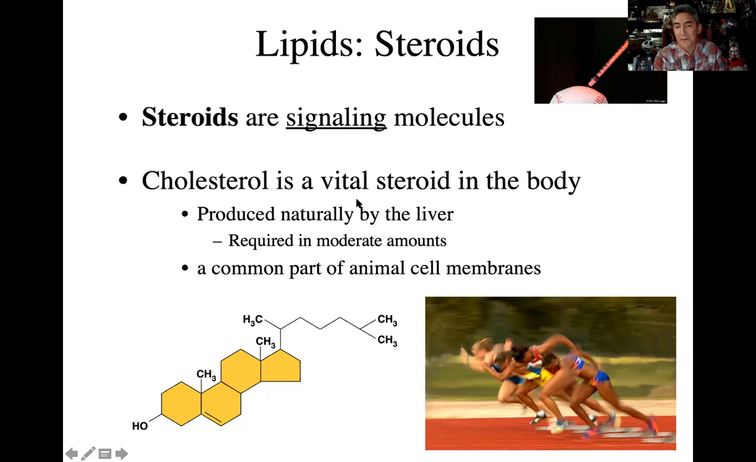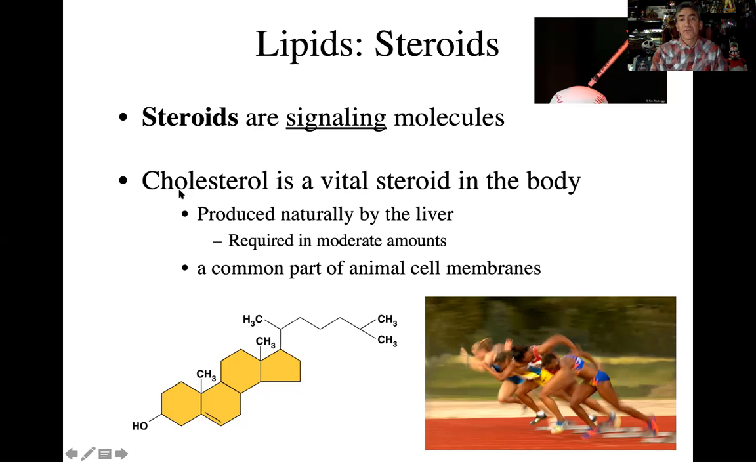If you know something about a race, right? So runners to your marks, get set. It's the shot that starts the race, right? That's what steroids do. They signal certain physiological actions to happen in the body. Can they be abused? Yes. I mean, they can be used illegally. They can be used beyond what the body requires. But understand that we all right now have steroids in our system.